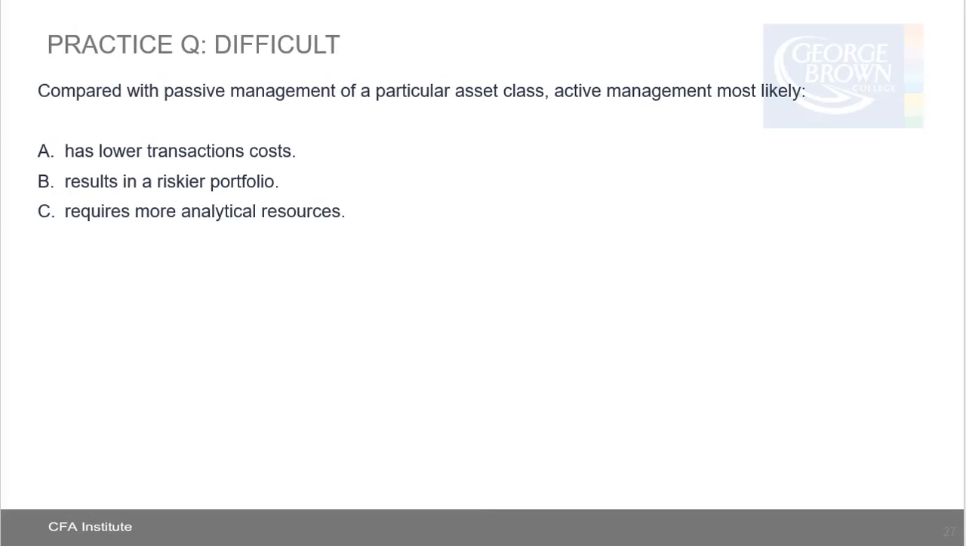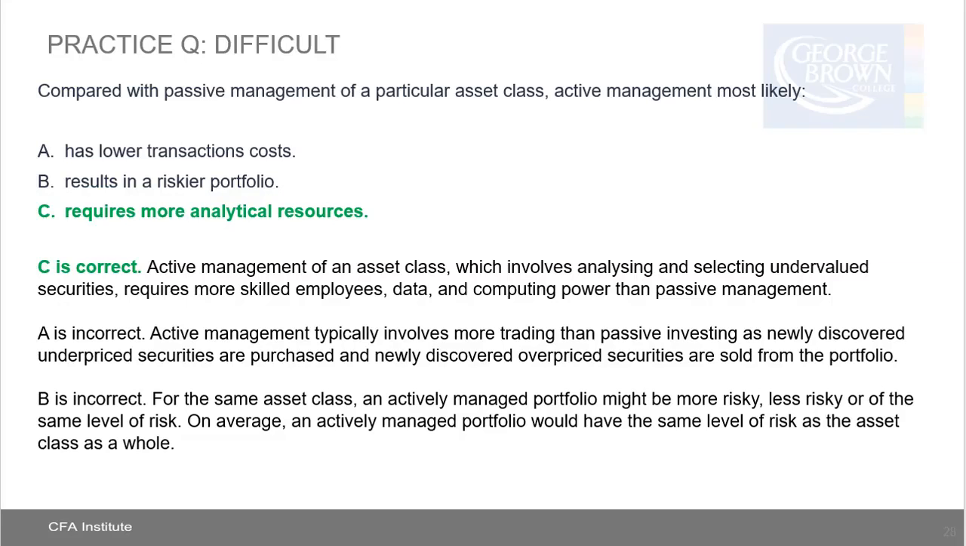So a quick practice question at the difficult level from the learning ecosystem, and the question is: compared with passive management of a particular asset class, active management most likely A, has lower transaction costs, B, results in a risky portfolio, or C, requires more analytical resources. The correct answer is C.